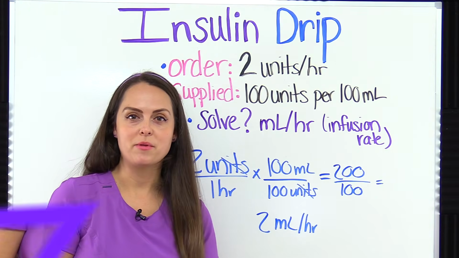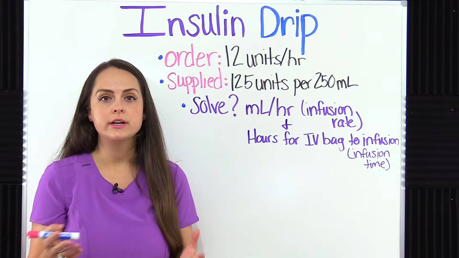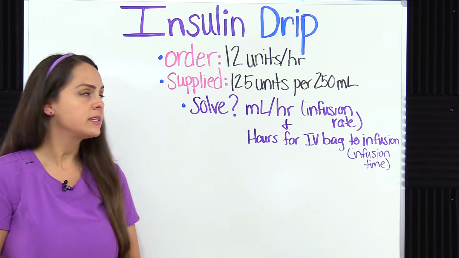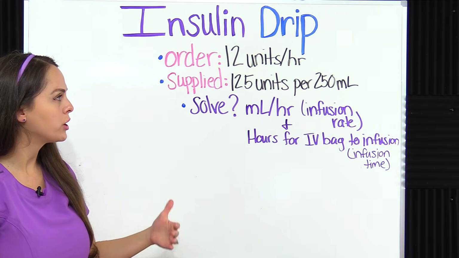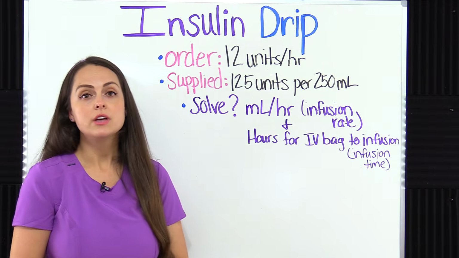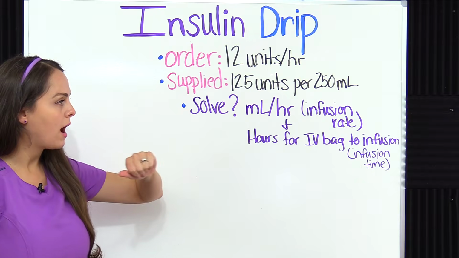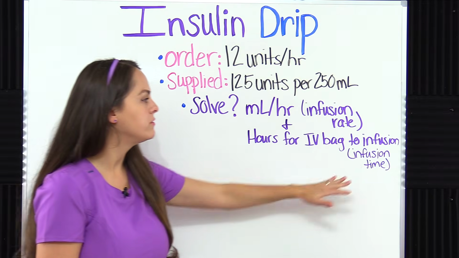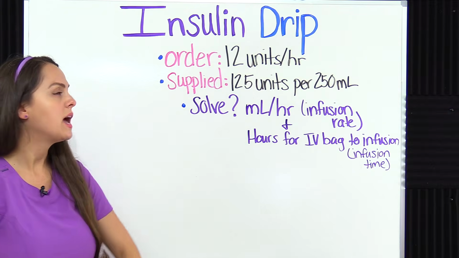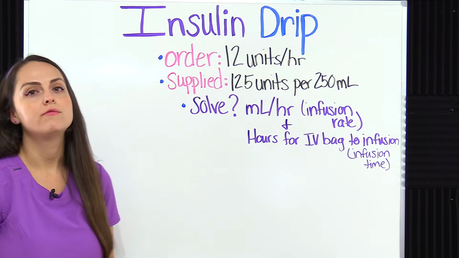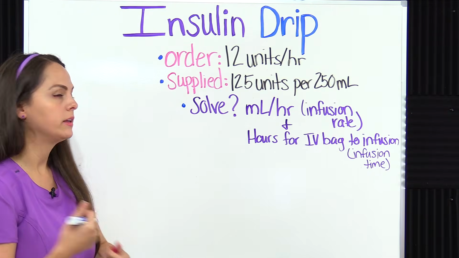Now let's look at our next problem. For this problem, the doctor has ordered 12 units per hour of regular insulin to infuse. And pharmacy sends us a bag that says there's 125 units of regular insulin per 250 mLs. So what we need to solve for is the infusion rate. So we're solving for milliliters per hour, but we're also going to solve for the infusion time. How many hours it's going to take for this bag to infuse based on what is prescribed for this patient. So first we need to solve for the infusion rate, the milliliters per hour.